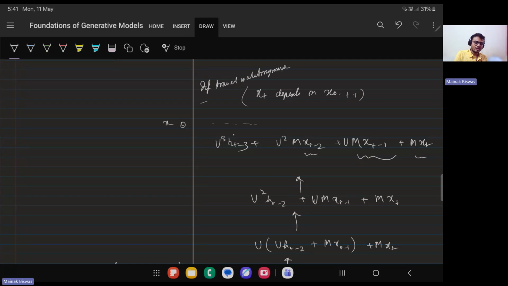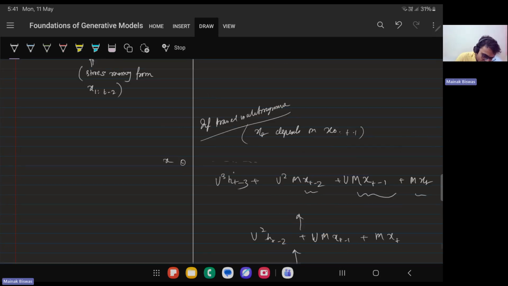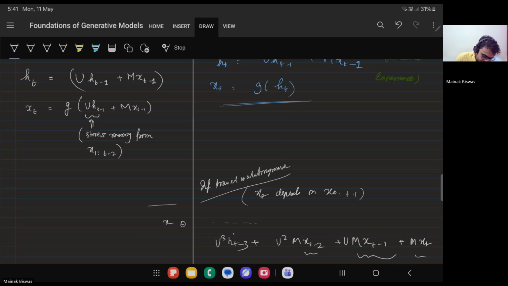So you could train it in a sequence to sequence manner, then yt will depend on x0 to t.